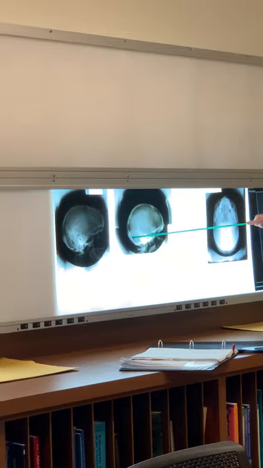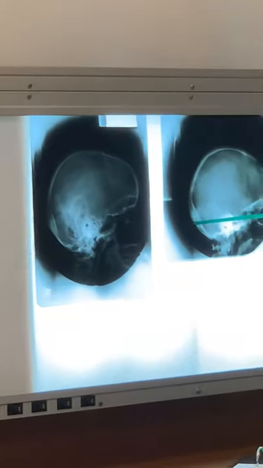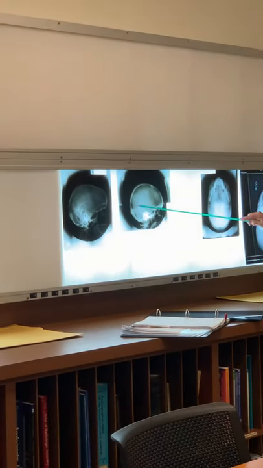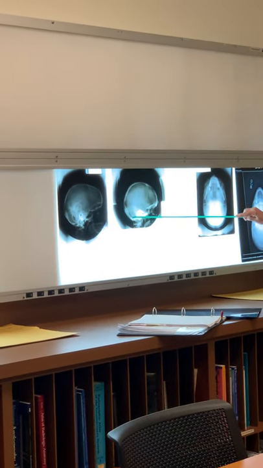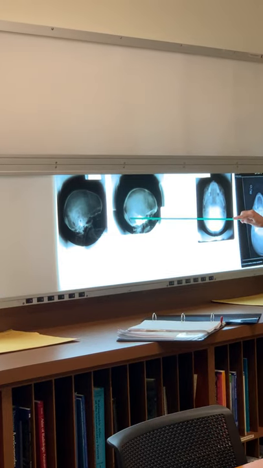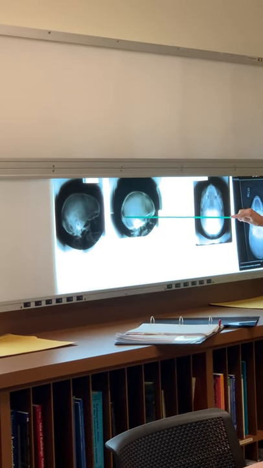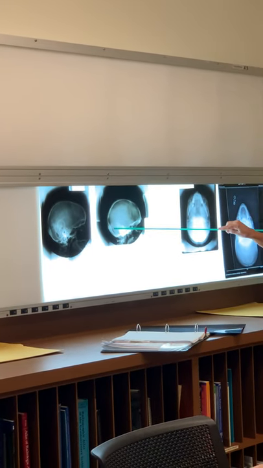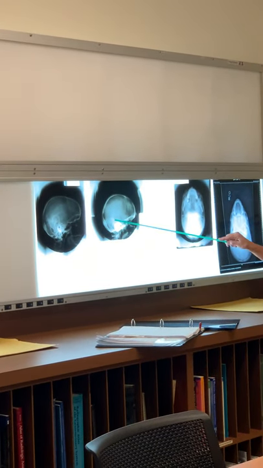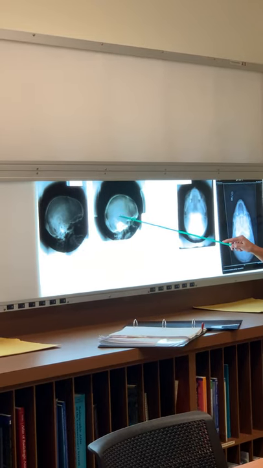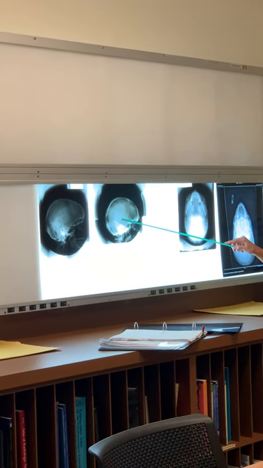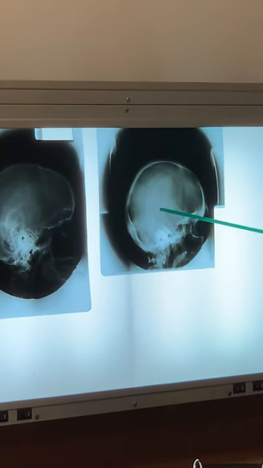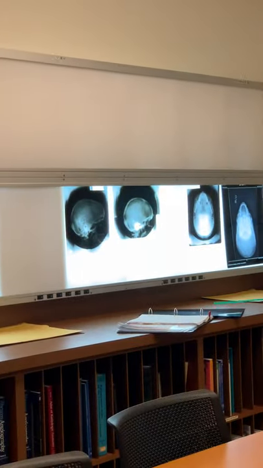That's the EOP here. What does the EOP stand for? Good. External occipital protuberance, which is on what bone? Good, occipital bone. And what corresponds to the inside? The IOP, good. That looks a little calcified. There's a little pineal gland inside your brain, and sometimes it calcifies. I don't know for sure if that's what that is, but it looks like it.